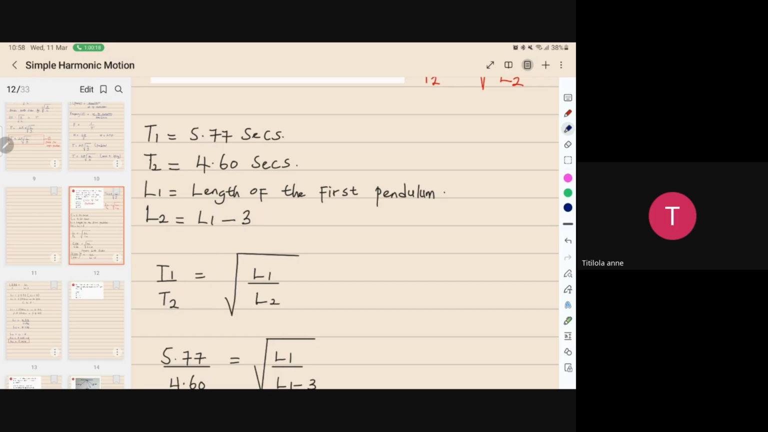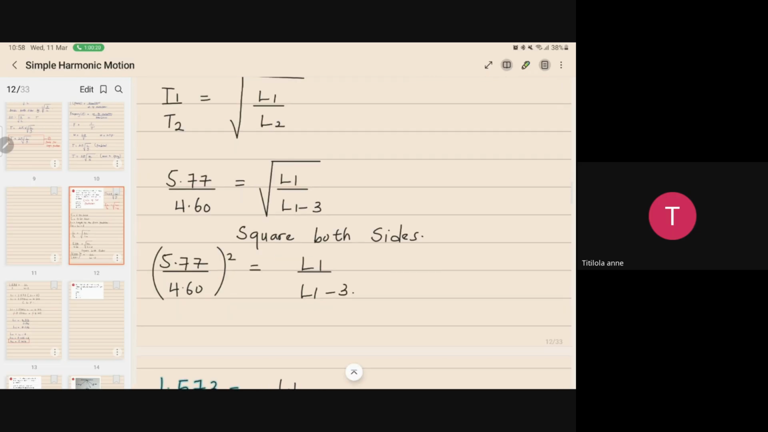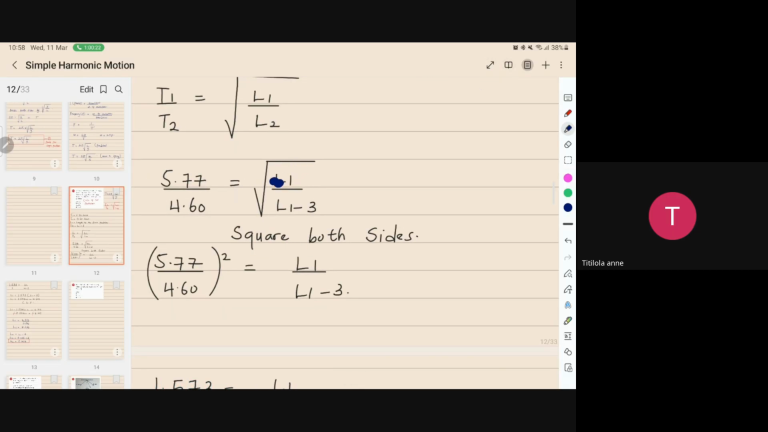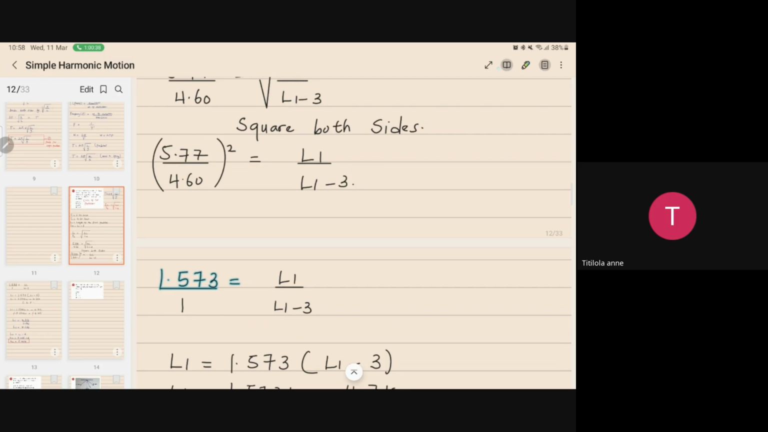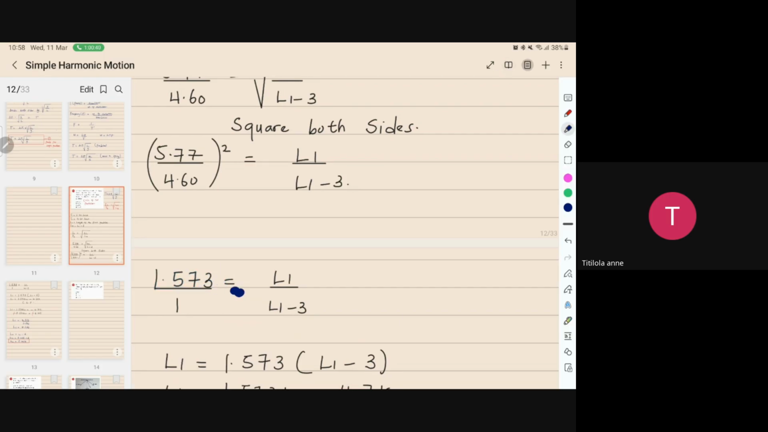Applying our formula, as always, I had to square both sides because I want the square root to go out. When I take the square of both sides, this will cancel out. This is the rule of indices, your fractional power law. So I now have L1 all over L1 minus 3. Then I simplified using my calculator, and I had this value. Then I'm left with L1 all over L1 minus 3.